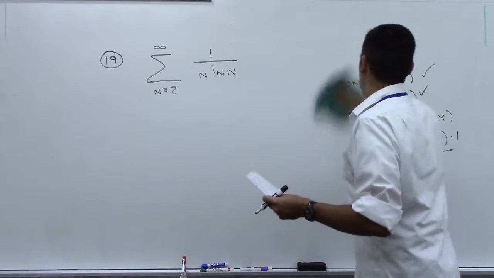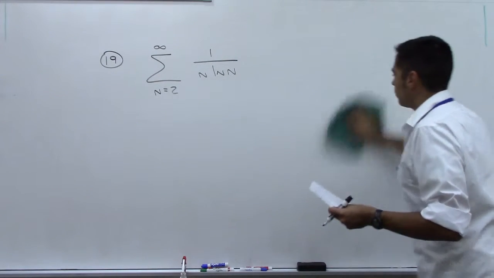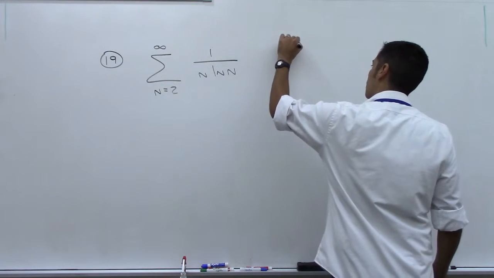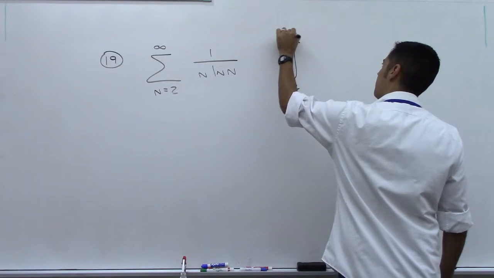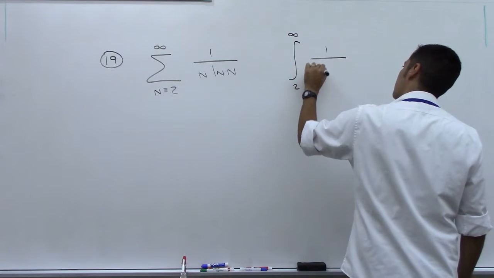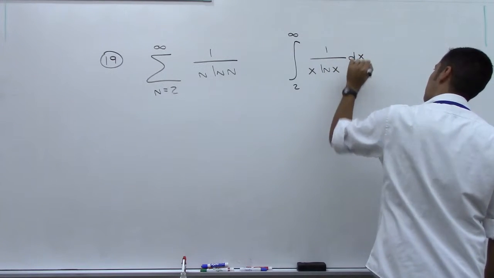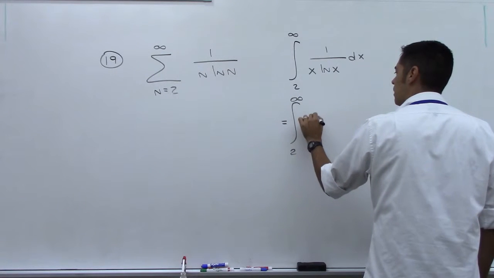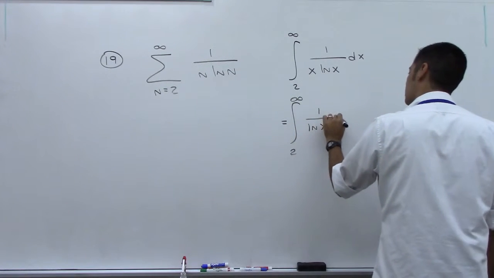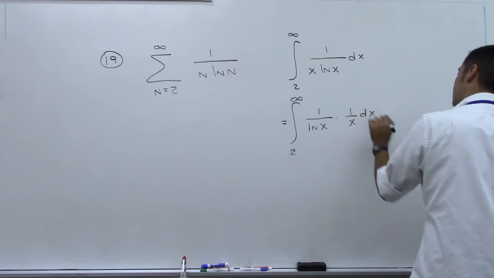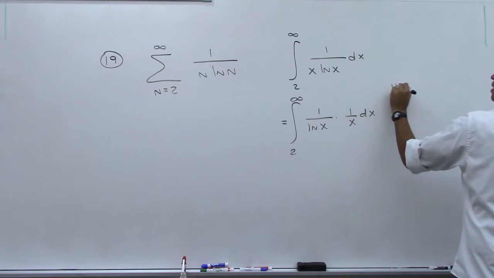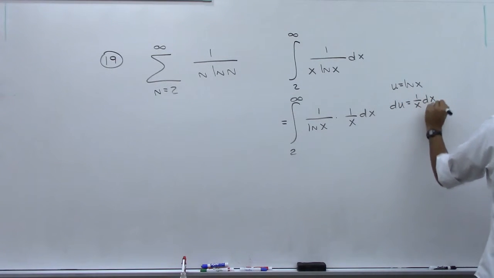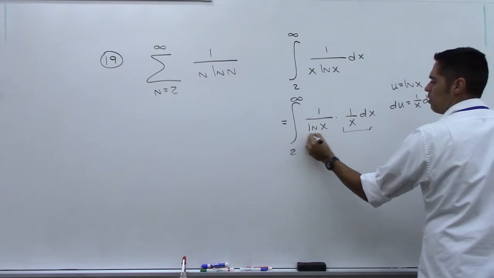So let's try this integral. I'm going to do the integral from 2 to infinity of 1 over x natural log x dx, which is the same as the integral from 2 to infinity. Let me write it this way. 1 over natural log x times 1 over x dx. I'll make a u substitution here. u is natural log x. du is 1 over x dx. So I have du right here. This is 1 over u.